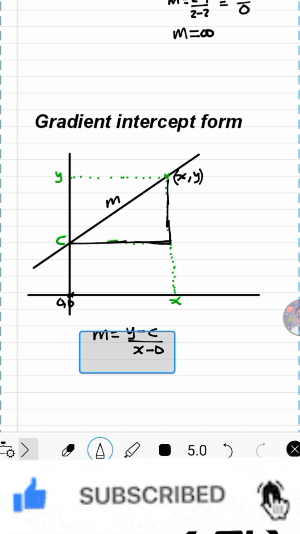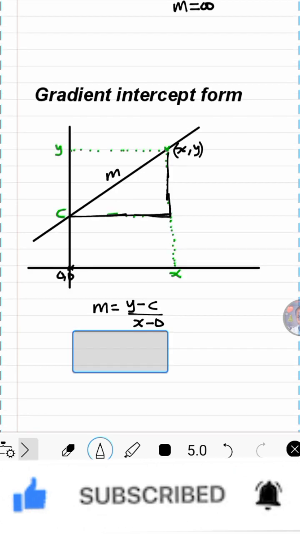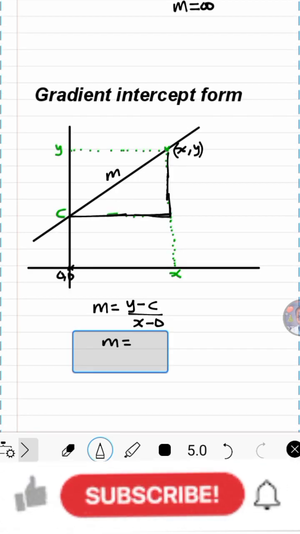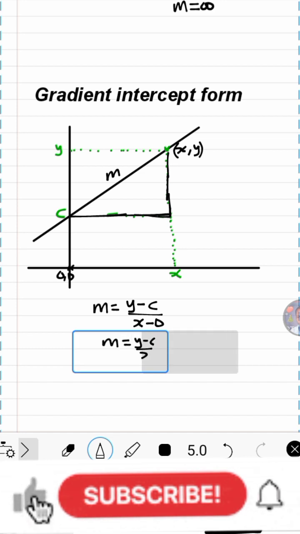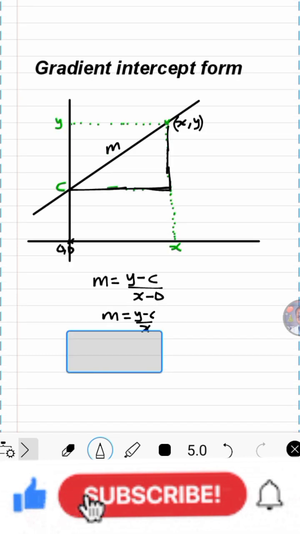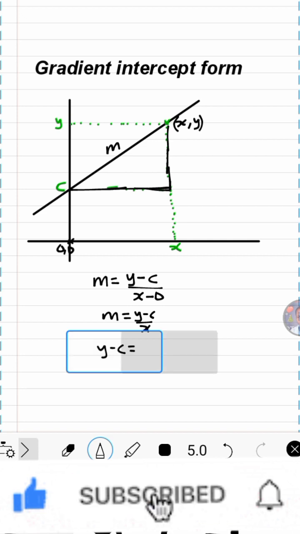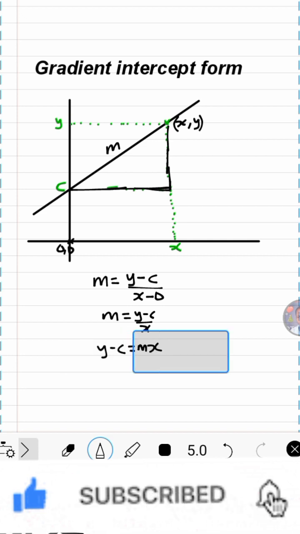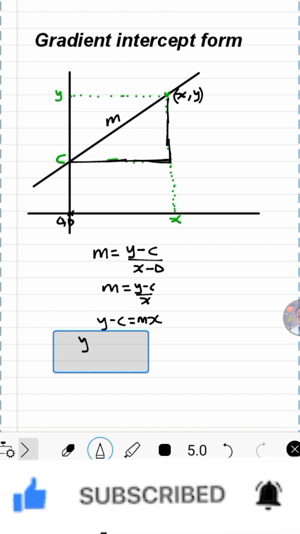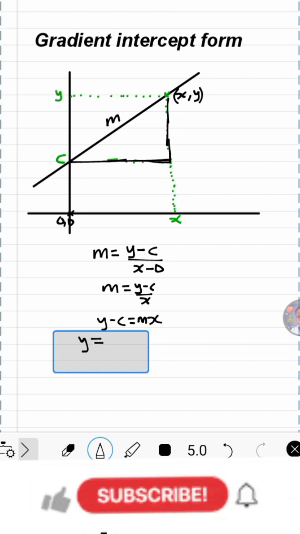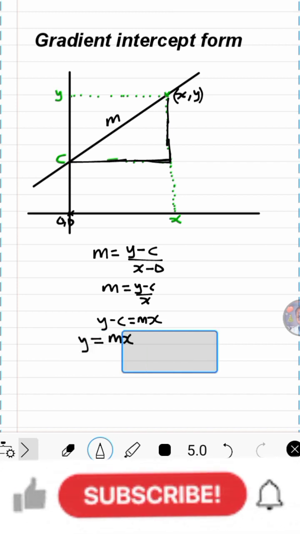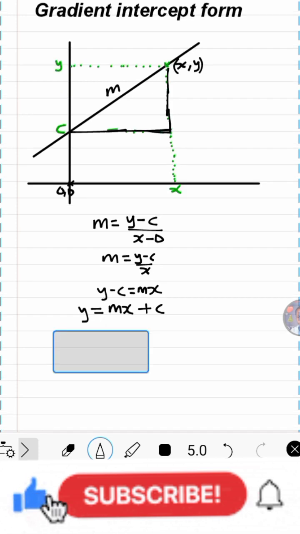So let's make y the subject of the formula. I have m is equal to y minus c over x. Therefore, we have y minus c is equal to mx. Take c to the other side. Therefore, y is equal to mx plus c. This is the general form of equation of a straight line.